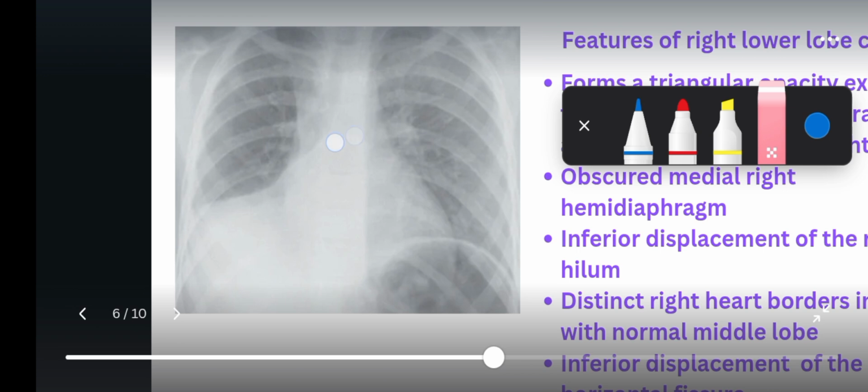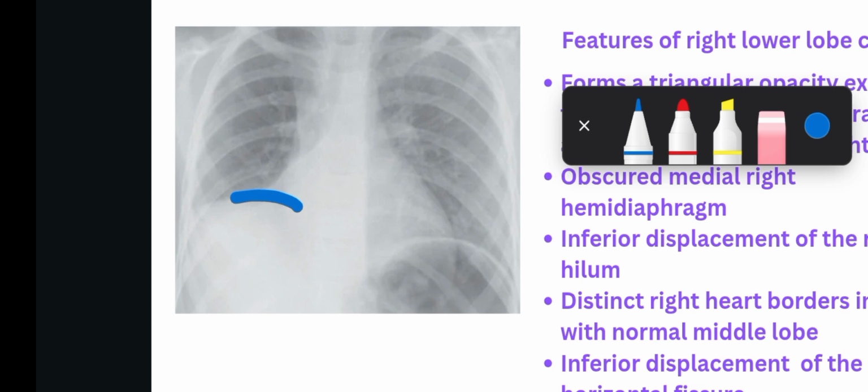So you see these areas are opacified. And this medial aspect of the diaphragm, you can't see it clearly, is opacified. It's not distinct anymore. That is a sign of right lower lobe collapse.